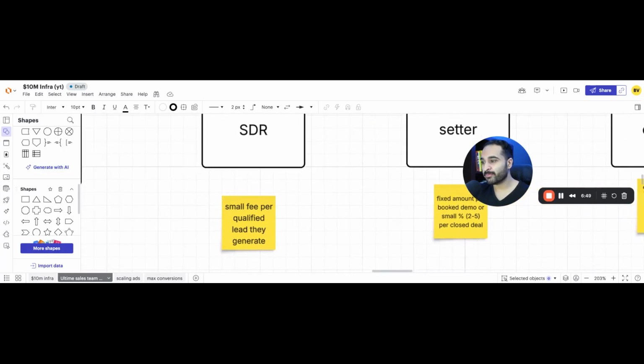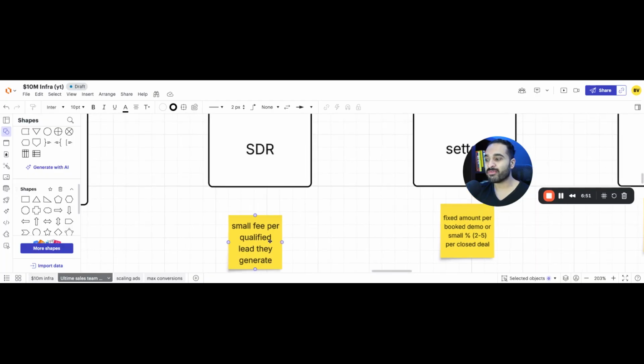This can either be a small fee per qualified lead they generate or per qualified booked demo. Again, these are outbound mostly, so you have to pay them a little bit more than an inbound setter if they're booking calls. So if they book, let's say, 5 calls and 4 of them show up, this is an outbound call, might not be as qualified, but they're putting a lot more work in, right? That's going to be 25, 50, 75, $100 per booked appointment.